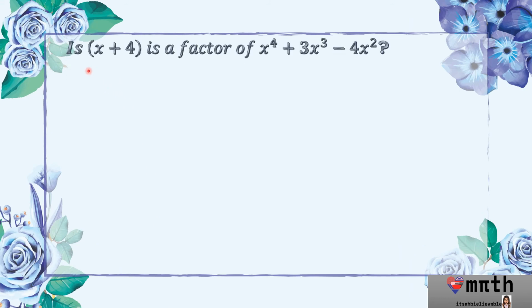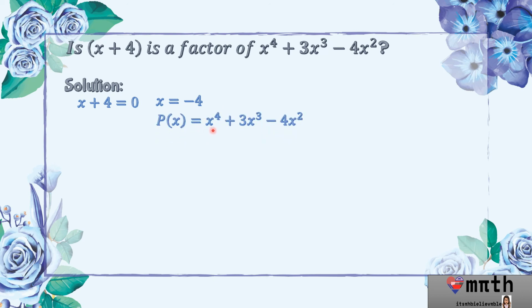For our second example, is x plus 4 a factor of x raised to 4 plus 3x raised to 3 minus 4x squared? Using the remainder theorem, let us find the value of r, which is x plus 4 is equal to 0, which means x will be equal to negative 4. Since we already have the value of our x, we can substitute it to our dividend p of x is equal to x raised to 4 plus 3x raised to 3 minus 4x squared.